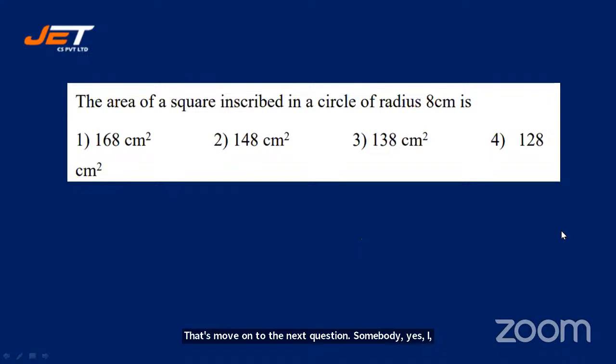See the next question. The area of a square inscribed in a circle of radius 8 centimeter is dash. Right. So let's see who's going to give me the right answer. This is supposed to be a very simple one. Quickly do it and give me the answer. It is nothing but the area of a square inscribed in a circle. So it should be the square. So I've given you the clue. Let's see how many are giving me the right answer.